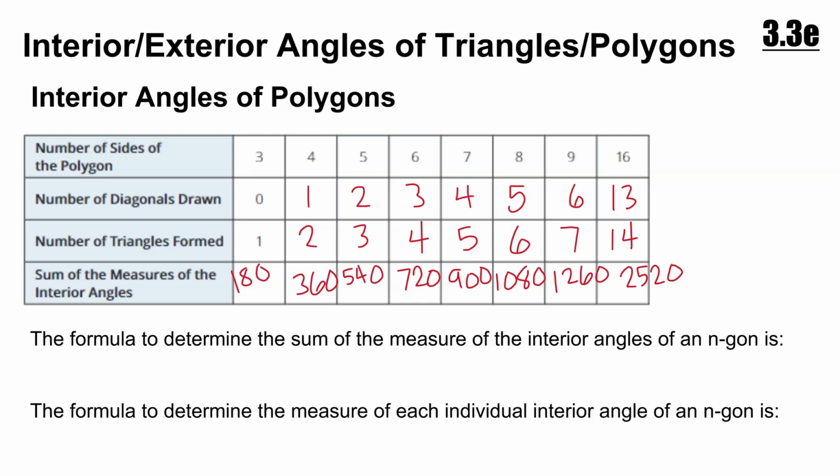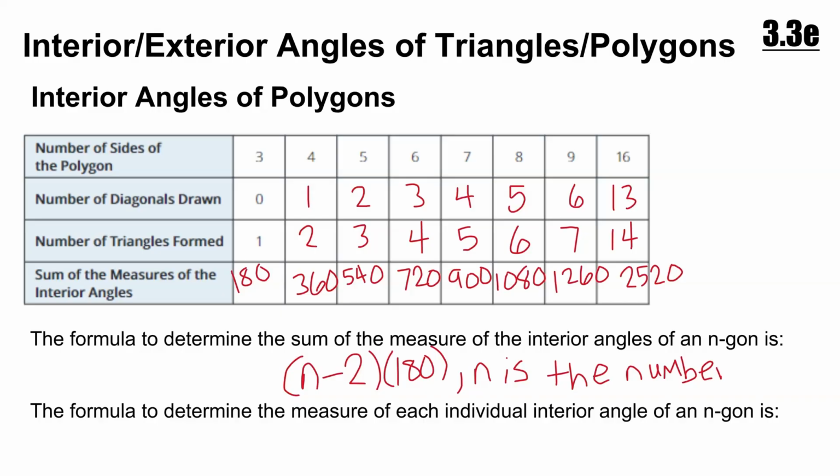The formula to determine the sum of the measures of the interior angles of an n-gon is n minus 2 times 180, where n is the number of sides a polygon has. The formula to determine the measure of each individual interior angle of an n-gon is n minus 2 times 180 divided by n.